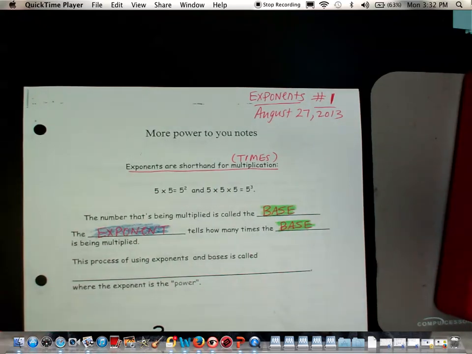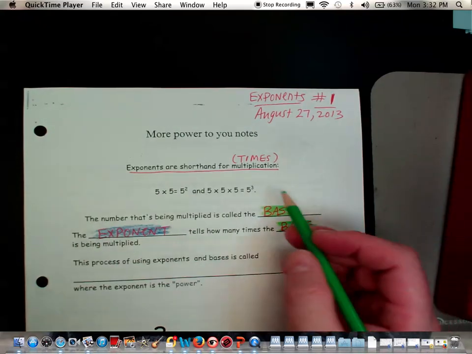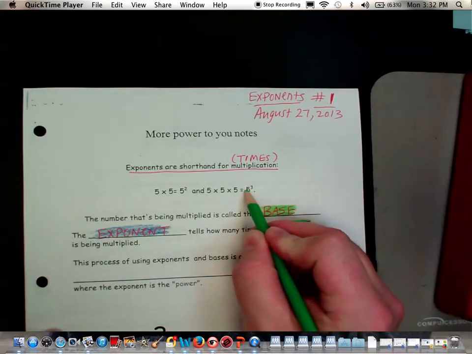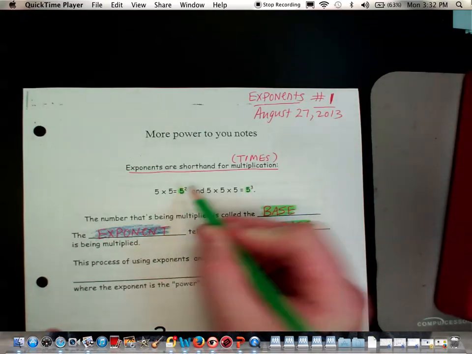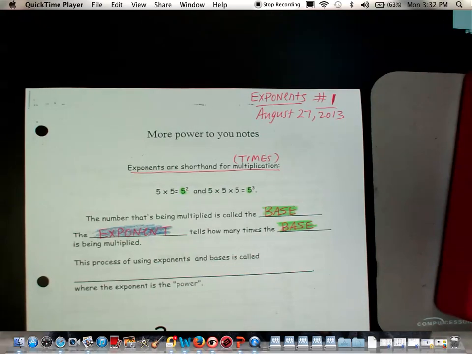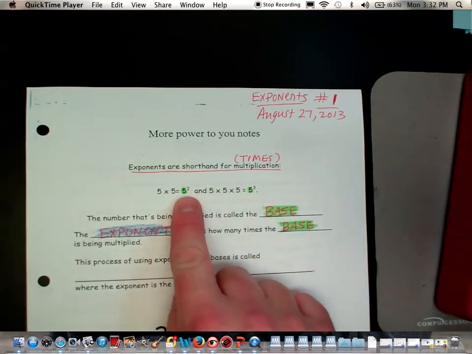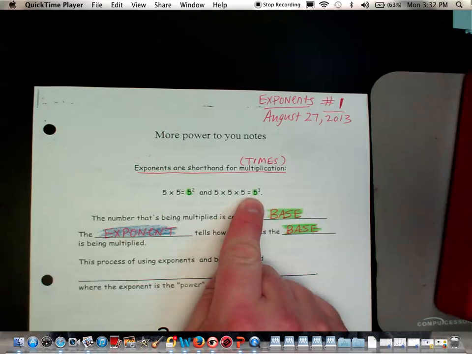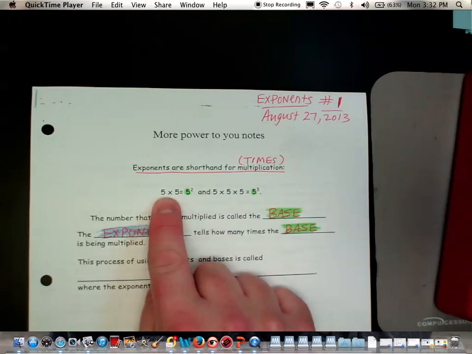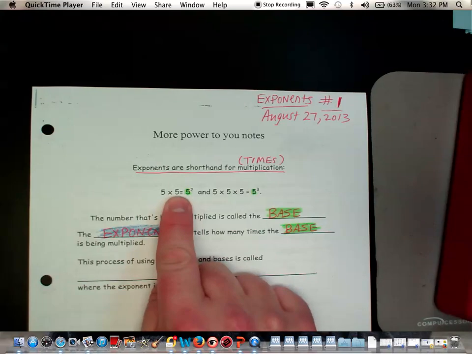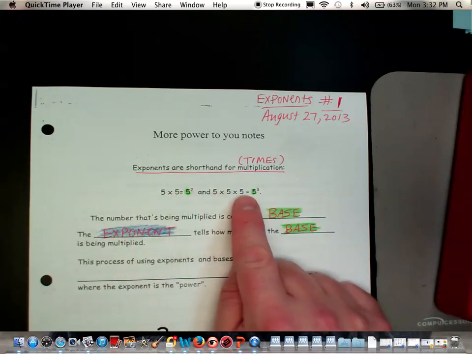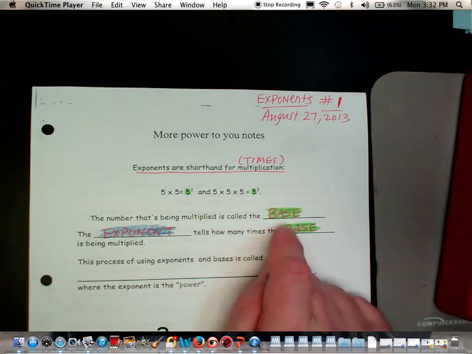So here we go. So the bases, because I'm going to use my green, are these big numbers, the 5. And this 5 right here. That's my base. Bases are in green. Because what this is, I'm taking 5 and multiplying it twice. Because 5 is being multiplied. See that? 5 times 5. I'm multiplying 5. 5 to the third power is 5 is being multiplied, so that's my base.